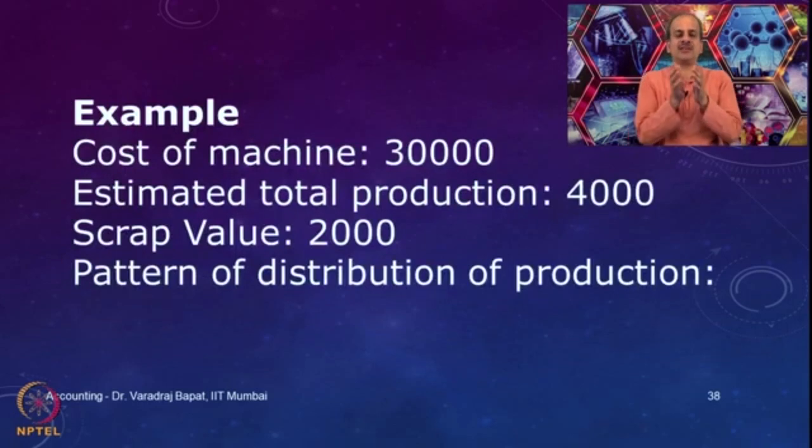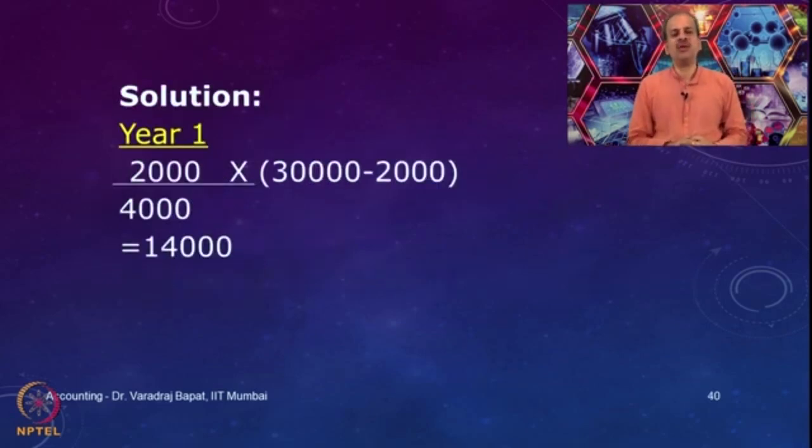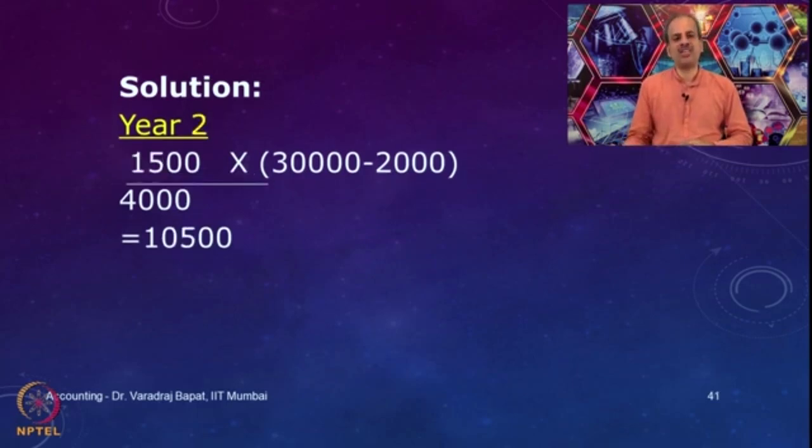So, the depreciation is for 4000 units, we will spread it over as per the estimates of units. So, in year 1, 30 minus 2, that is 28,000 is to be basically depreciated. And here we take 2000 divided by 4000. That means for year 1, the depreciation is estimated to be 14,000. In year 2, the formula is same. It is 1500 upon 4000. That means we are calculating it to be 10,500. Now, can you do it for year 3?